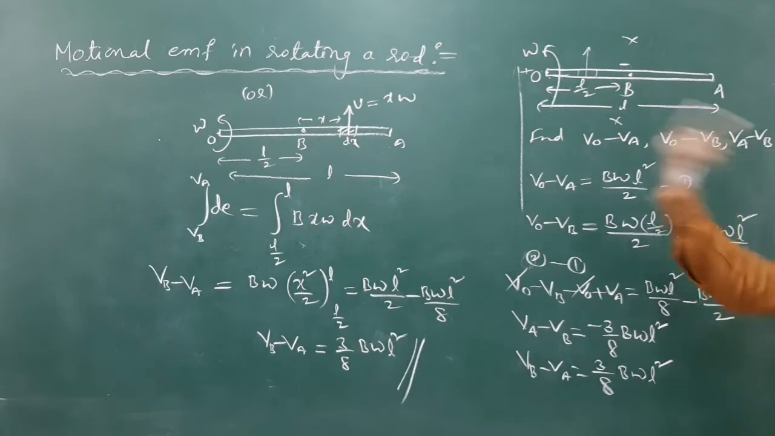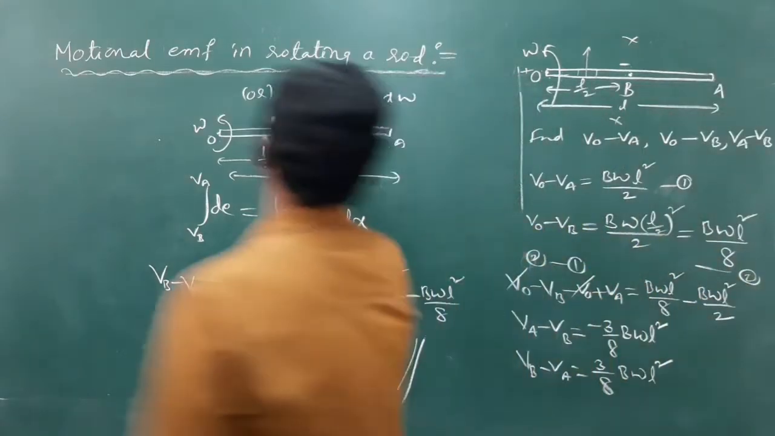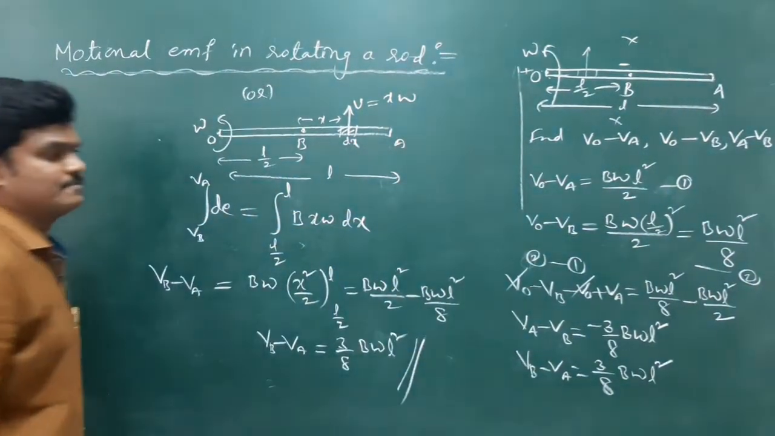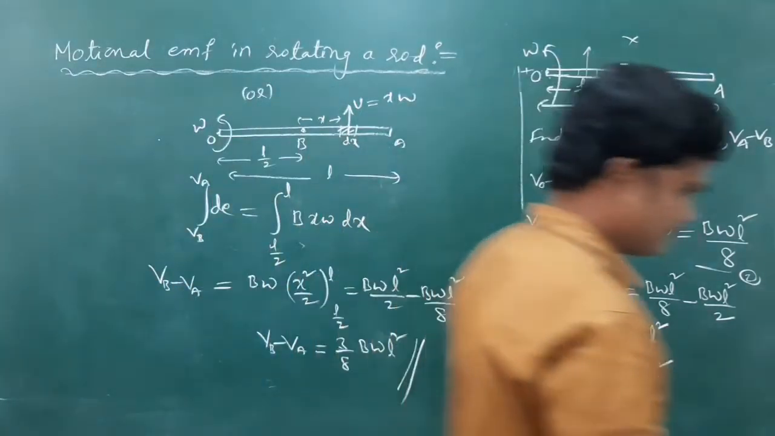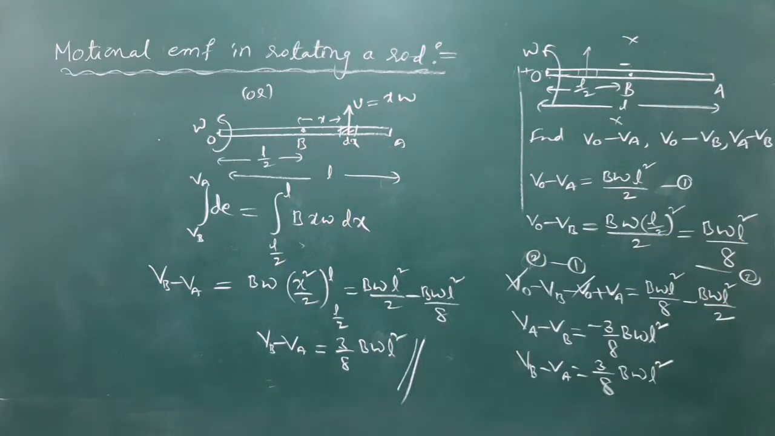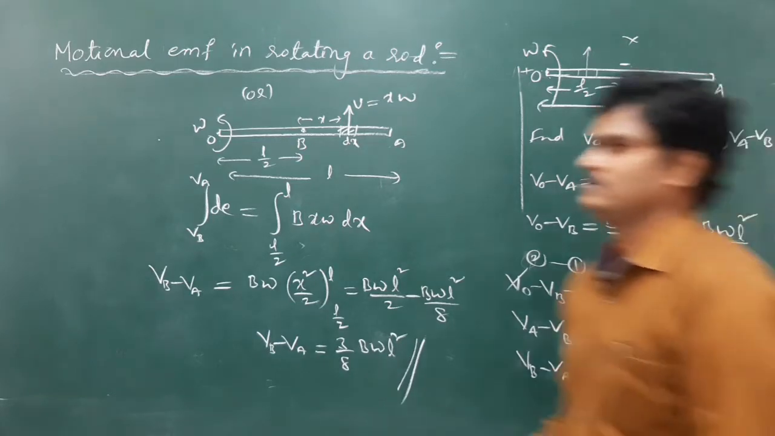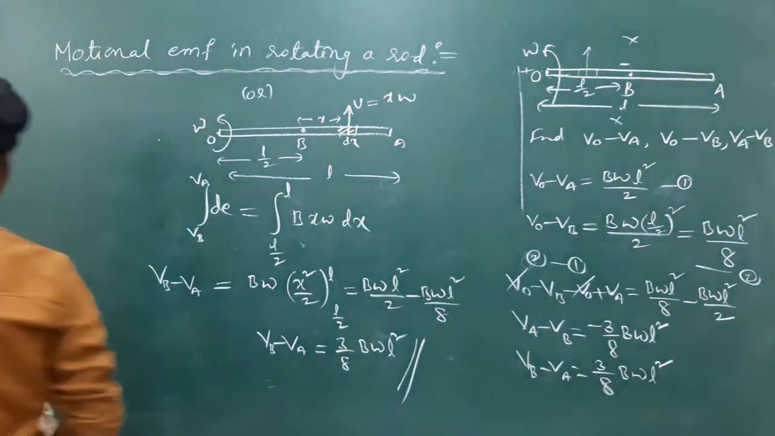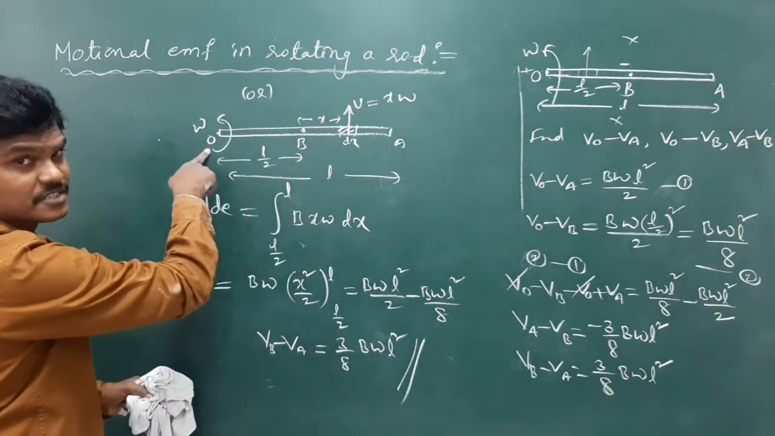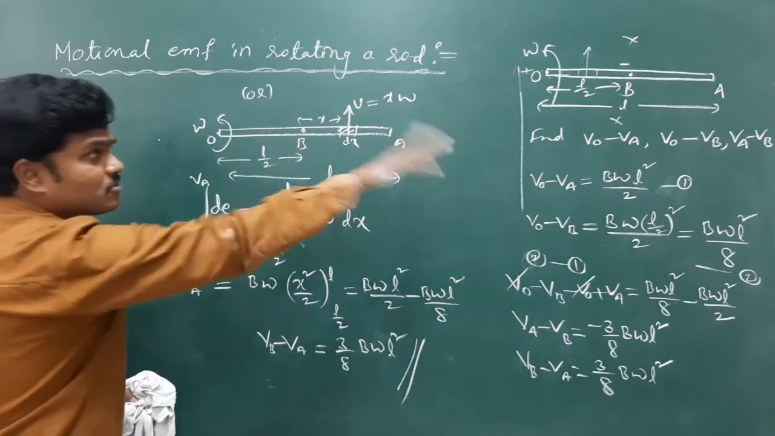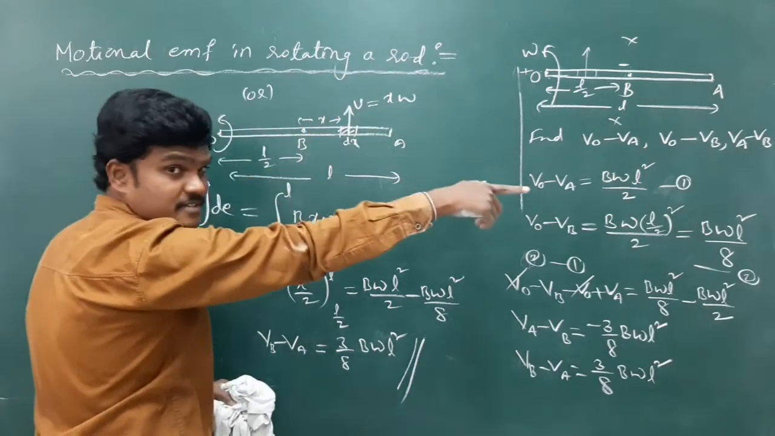Don't worry, I will calculate one more also. So you can follow the integration, otherwise direct. Let us try one more. So identify the direction of the induced current. If current flows left, then this is highest, the other one is lowest. If current flows right, then this is lowest, the other one is highest.